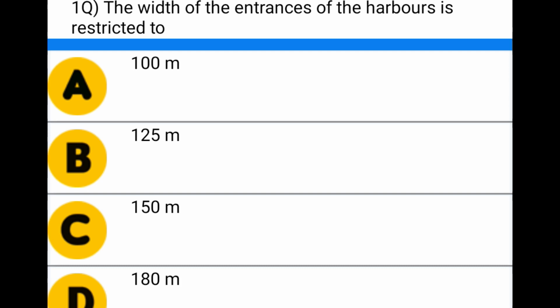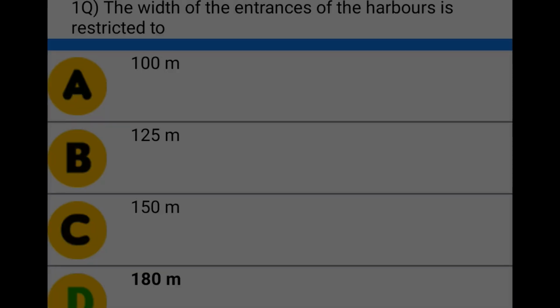Today we are going to see the MCQ of Mixed Civil Engineering. The first question, the width of entrance of the harbour is restricted to option A 100 meter, option B 125 meter, option C 150 meter, option D 180 meter. The correct answer is option D 180 meter.